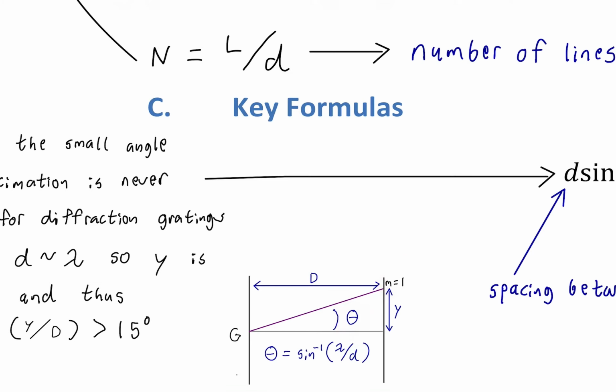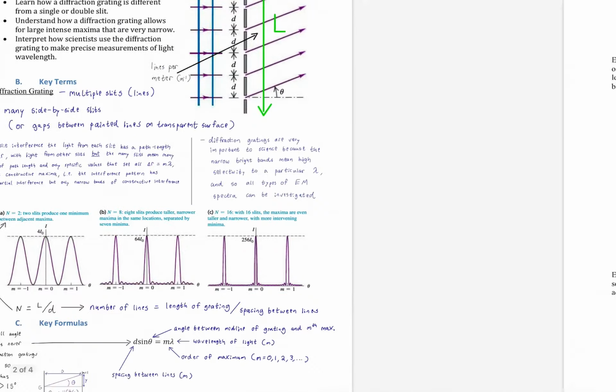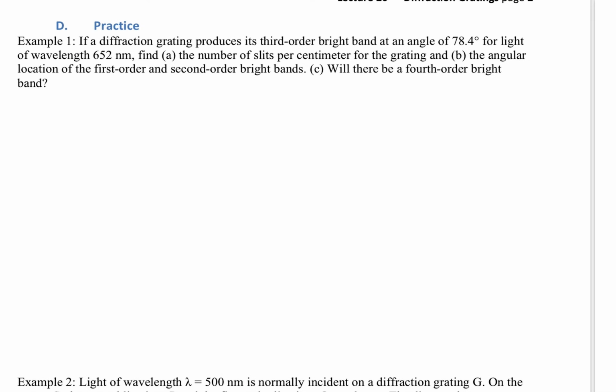And depending on how far away your screen is, that will determine your value of y. But the point is that this is never a small angle. Theta is always going to be 30, 40, 60 degrees. They're at rather large angles. Okay, let's do our first example.